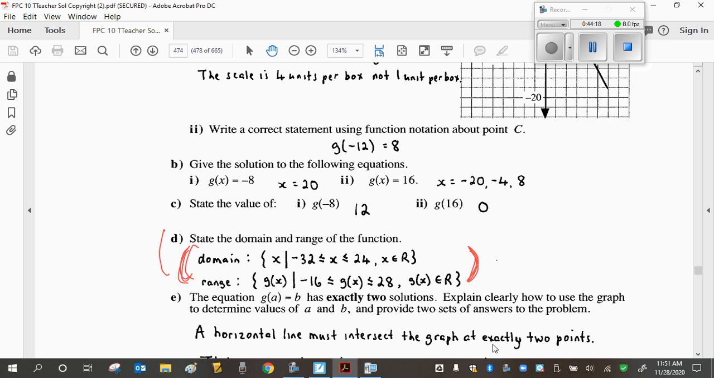Notice how we're writing down, instead of y for range, we're writing down g of x or f of x. Okay, I like it. Just write that down. Don't write down y, just to get used to that y is the same thing as g of x or h of x or f of x.